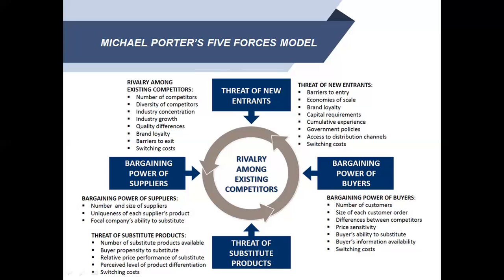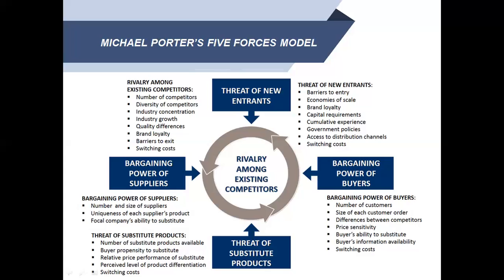Threat of new entrants. New entrants, undoubtedly, if we talk about any industry, any segment, the kind of new entrants coming into the segment can actually change the picture altogether. So, threat of new entrants, we see barriers to entry, economies of scale, brand loyalty, capital requirements, cumulative experience, government policies, access to distribution channels, and switching cost. And it is quite important to study all these factors in a very good manner.